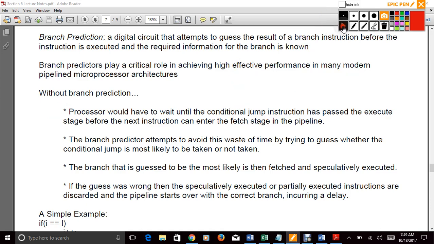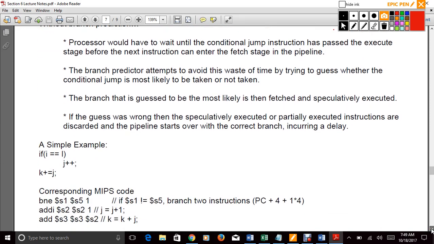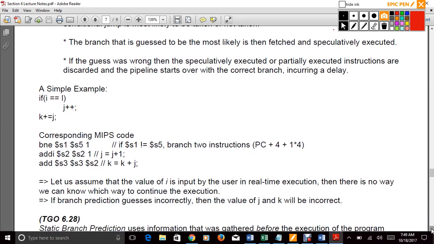So now with branch prediction, you're going to try to avoid this waste of time by trying to guess whether the conditional jump is most likely to be taken or not taken. As we go over the problems, you're going to see that this is a term that we're going to use quite a bit, taken or not taken. The branch that is guessed is most likely then fetched and speculatively executed. So what I mean by speculatively executed is we continue to execute until we actually get to the execution stage in the pipeline, and then we find out whether or not we are actually going to do that.